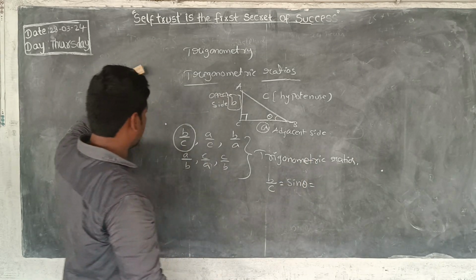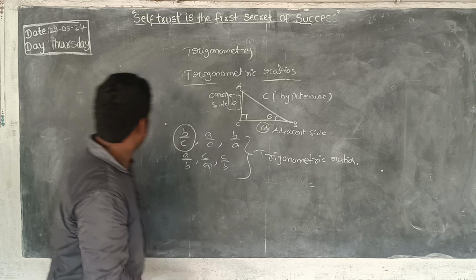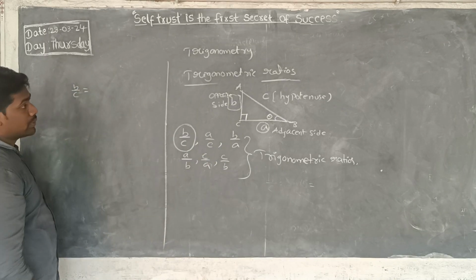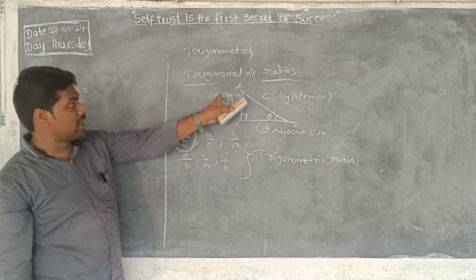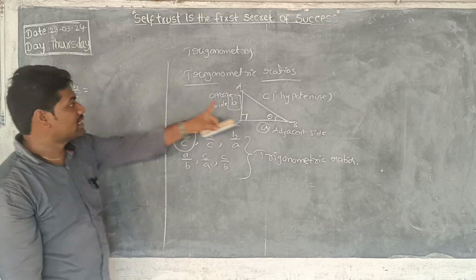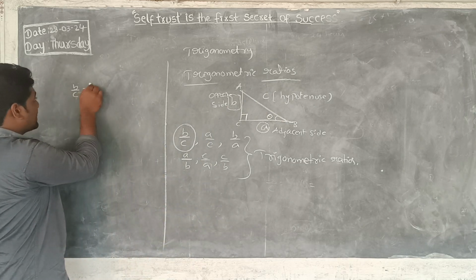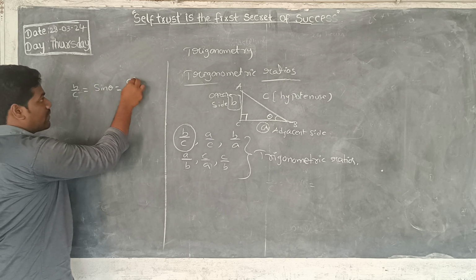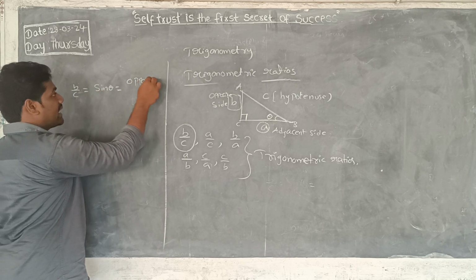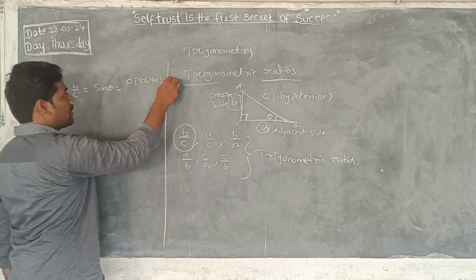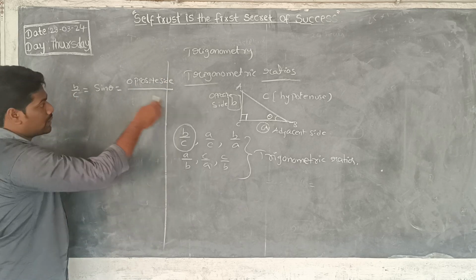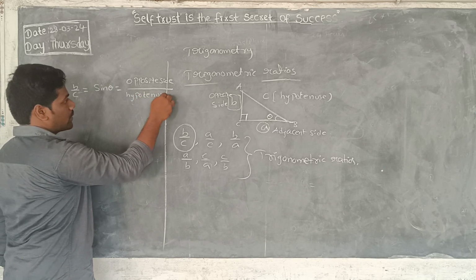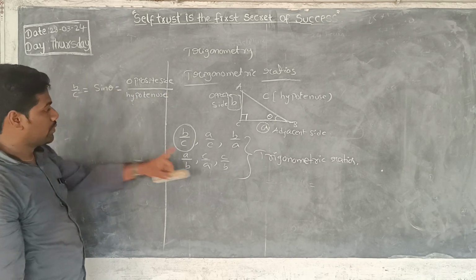I will write here clearly, B by C is equal to, so if we see the B name is what? Opposite side, and C name is what? Hypotenuse. Now I will write it as B by C as sin theta. So sin theta is equal to opposite side by hypotenuse. So this is the first ratio, that is B by C.